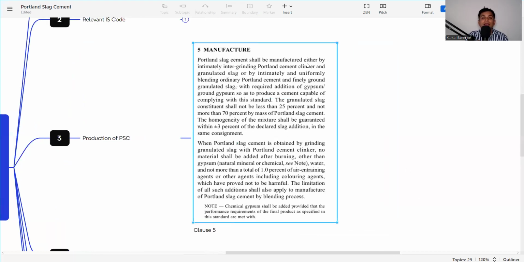Portland slag cement shall be manufactured either by intimately intergrinding Portland cement clinker and granulated slag, or by intimately and uniformly blending ordinary Portland cement and finely ground granulated slag. So it is a combination or mixing of ground granulated slag and ordinary Portland cement clinker, with the required addition of gypsum, to produce a cement capable of complying with its standard. The granulated slag constituent shall not be less than 25% and not more than 70%.